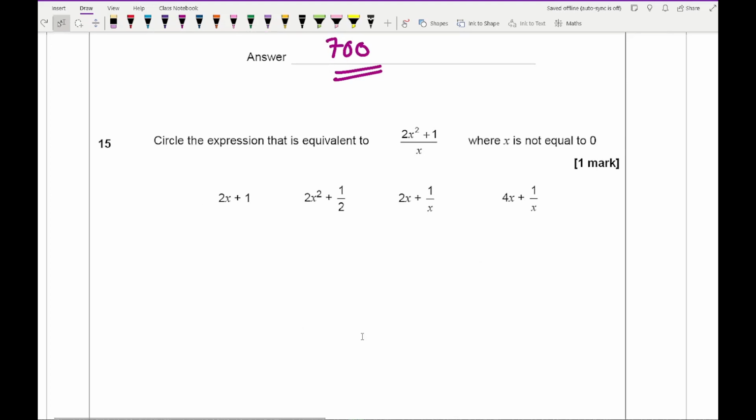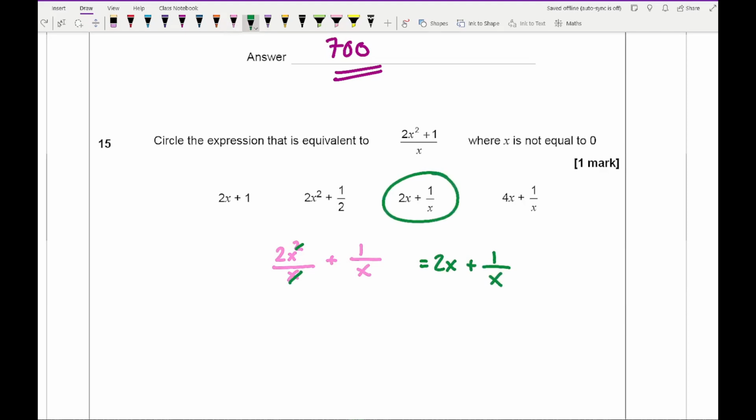Moving on to question 15, it says circle the expression that is equivalent to 2x squared plus 1 divided by x, where x is not equal to 0. So for this, all we need to do is split the fraction into two separate parts and divide them both over x, then this x cancels with that x, and then we're left with that. So what we're left with is 2x plus 1 over x, which is our third option.